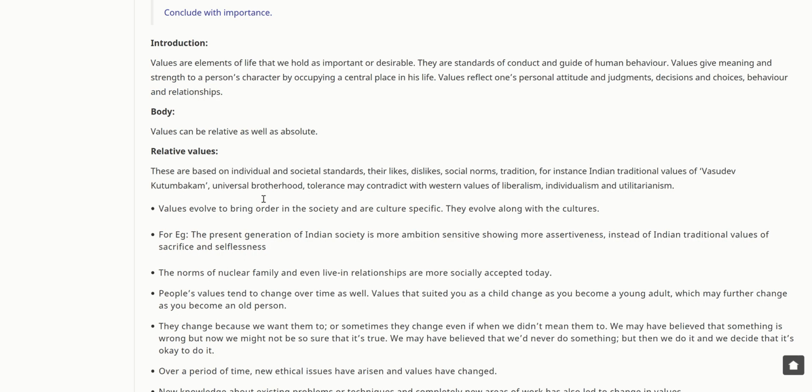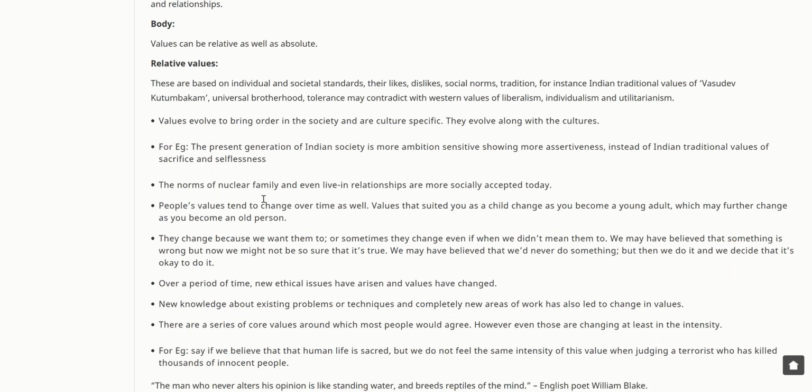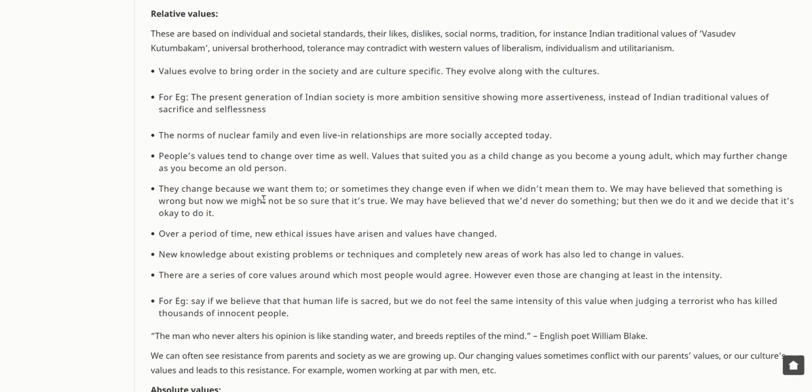They are standards of conduct and guide of human behavior. Values give meaning and strength to a person's character by occupying a central place in his life. Values reflect one's personal attitude and judgments, decisions and choices, behavior, and relationships. Values can be relative as well as absolute. These are based on individual and societal standards, their likes, dislikes, social norms, tradition.